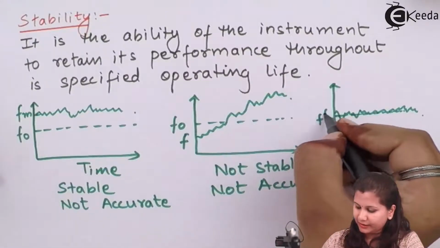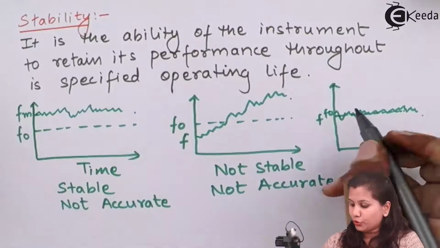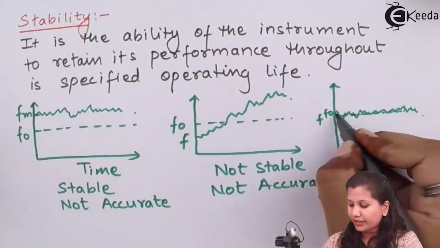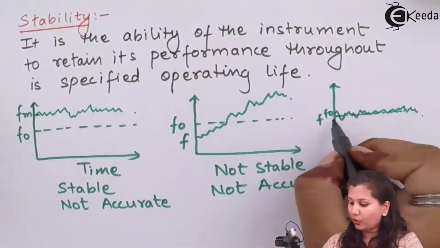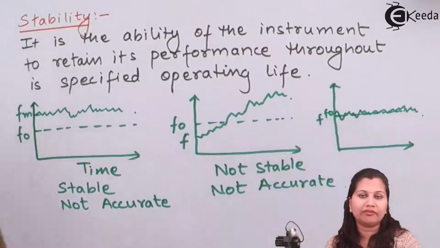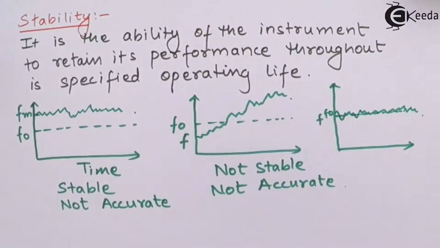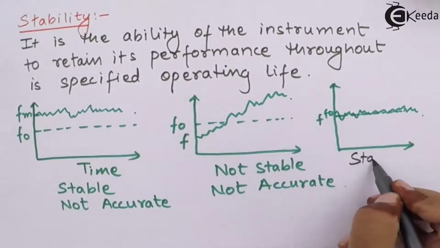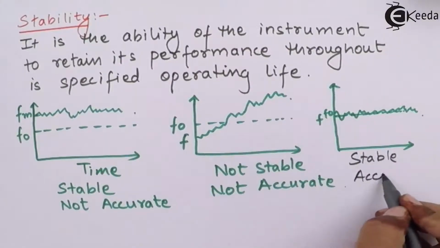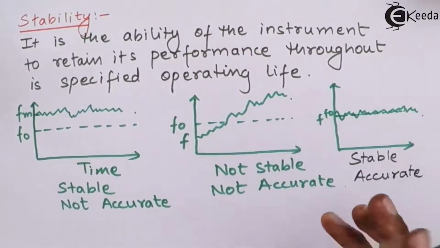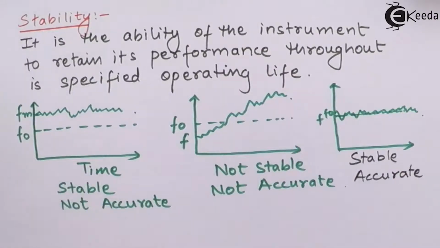Suppose this is F and this is F naught. The true value and all the measured values are very close to each other, and consistently the values are very similar to each other. So we can say that the system is stable and also accurate. So about stability: a system will be stable when the performance of the instrument is constant throughout its operating life. That is stability.